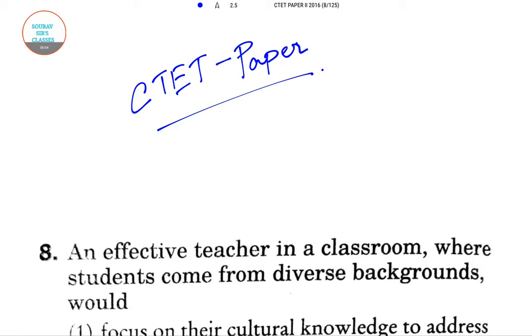Today we are solving the CTET paper. Here we are given a set of questions and we have to solve these questions. So now let's start.